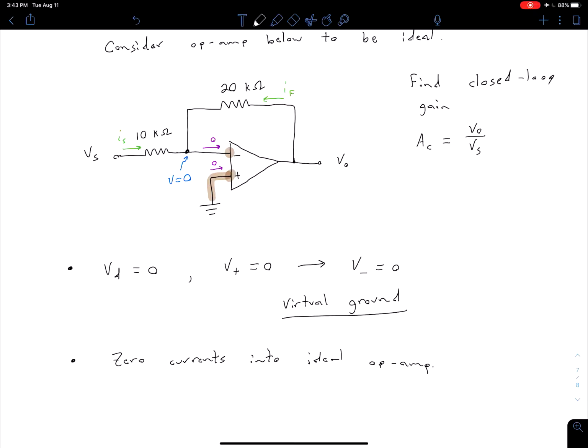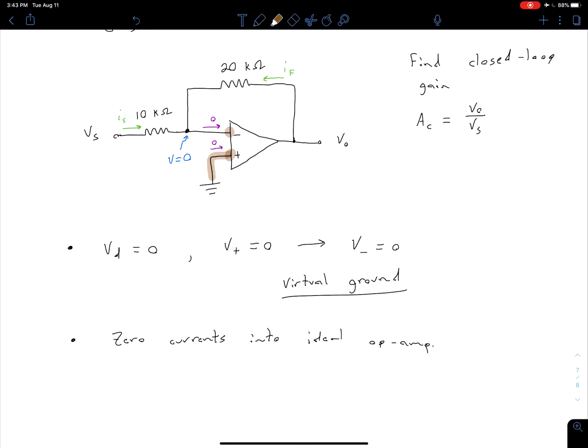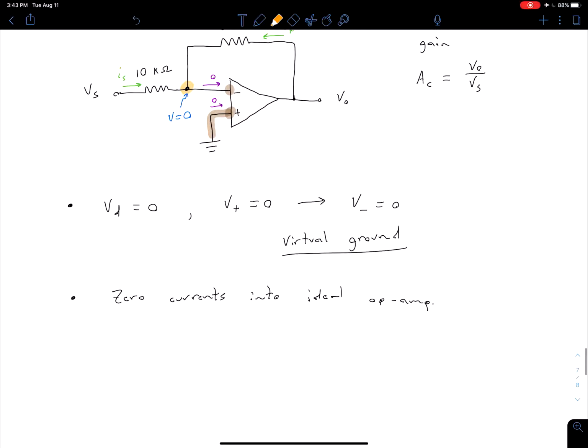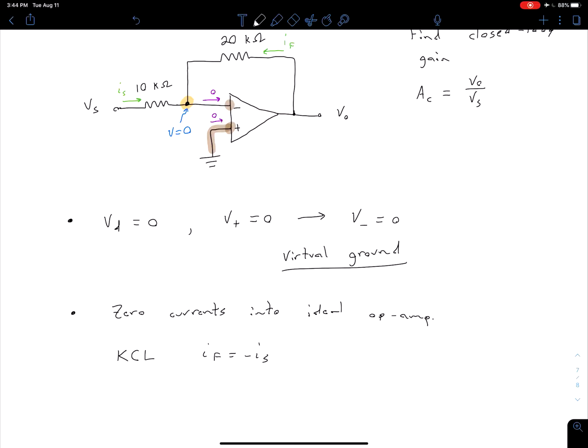So if we know that we have 0 current into our inverting terminal, then we can do a KCL at this node here, and from KCL, we see that our IF is equal to negative IS. So essentially both of these currents, IS and IF, come into the node and nothing else comes out other than, of course, that 0. So now let's define further what our IS and our IF are.